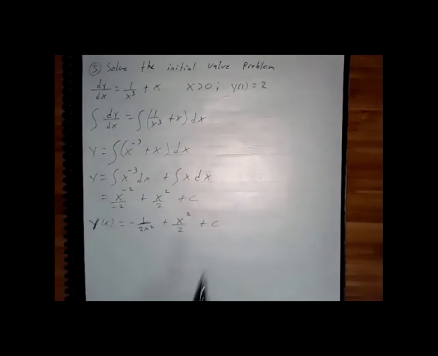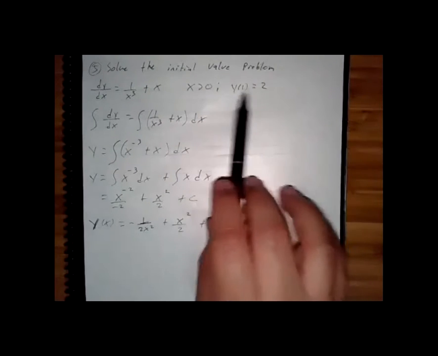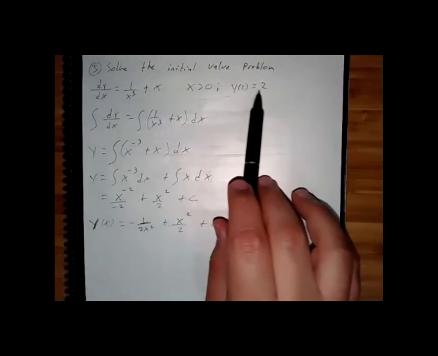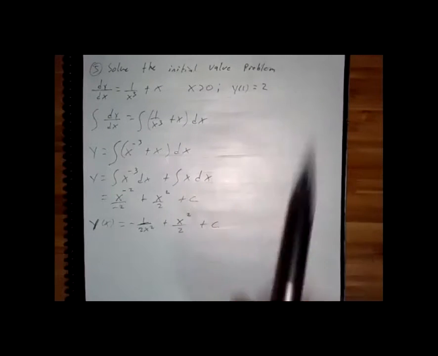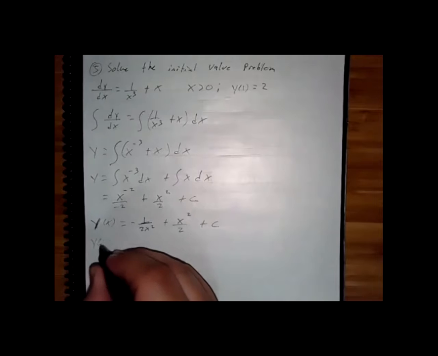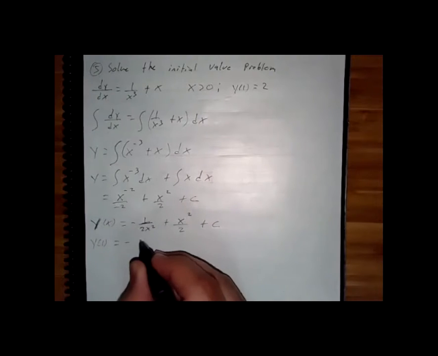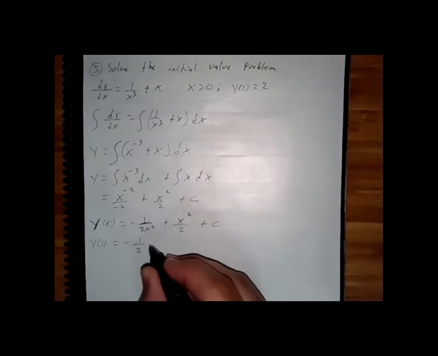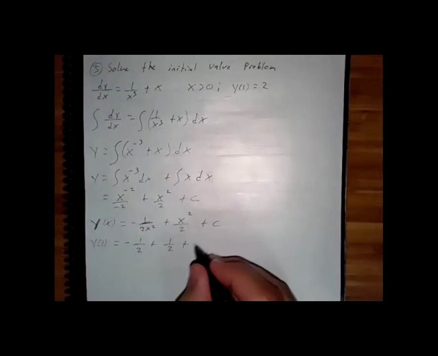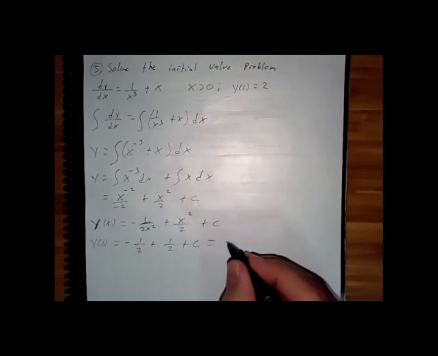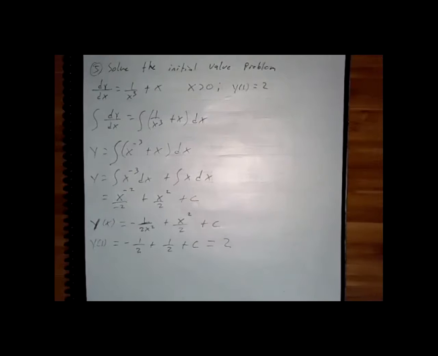Okay, so we need to solve for c. So use this guy to solve for c. So plug in 1, and when you do, it's equal to 2. So y of 1 would give me negative 1 over 2 plus 1 over 2 plus c, and that has to be equal to 2, because y of 1 is equal to 2.